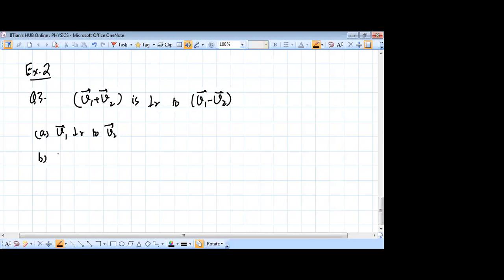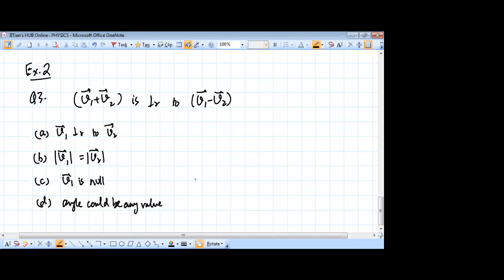Option B says that it means V1 vector's magnitude is equal to V2 vector magnitude. Option C says that V1 is a null vector. And D says that the angle between V1 and V2 could be any value. So you have to check all these options.